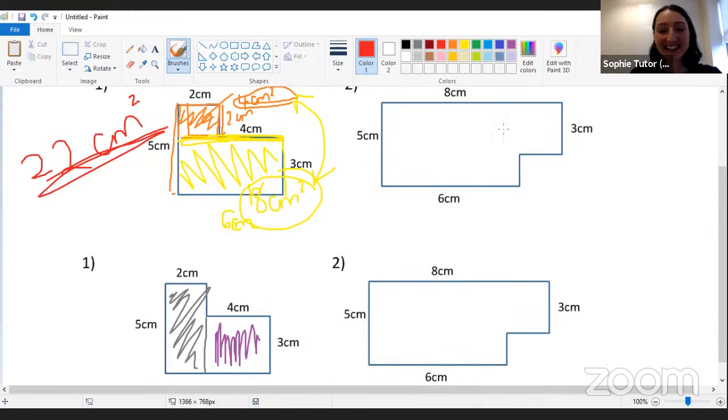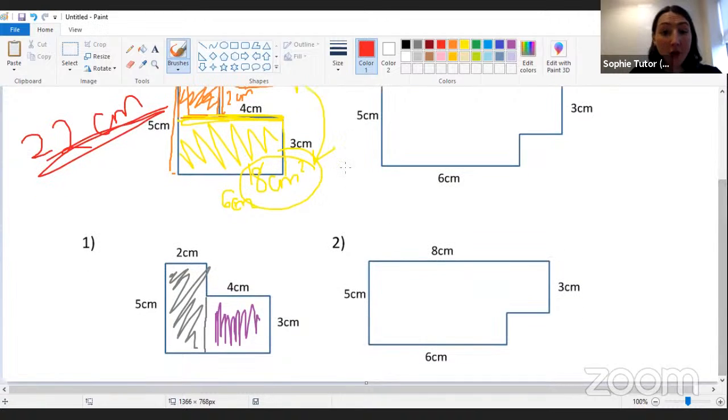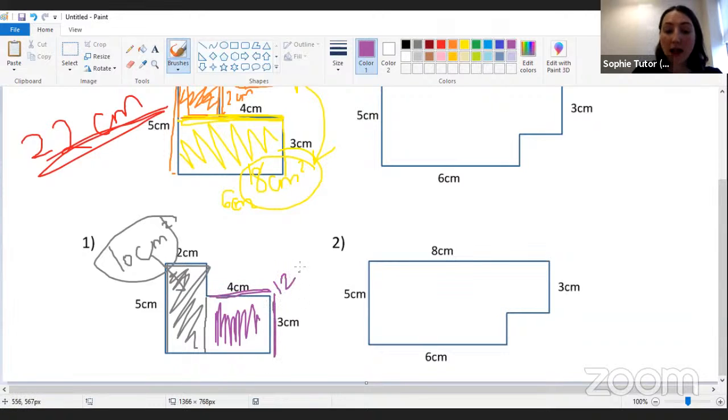So hopefully that makes sense. And if I was going to do it the other way, so this might have been the other way you've done it at home, where I broke it down this way, I've got 5 centimeters down, 2 centimeters along. So the area for this bit was 5 times 2, which is 10 centimeters squared. And then the area for the purple bit was 4 centimeters times 3 centimeters, which gives us 12 centimeters squared.